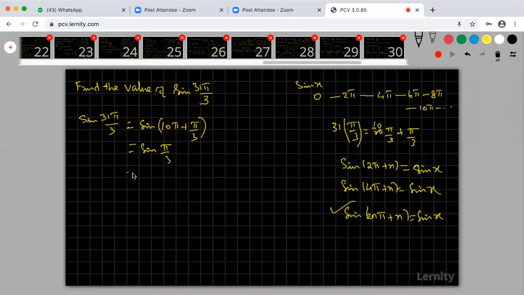What is sine pi by 3? That is sine 60 degree. What is the sine 60 degree value? That is root 3 by 2. See the table: sine 60 degree, or sine pi by 3, is equal to root 3 by 2.